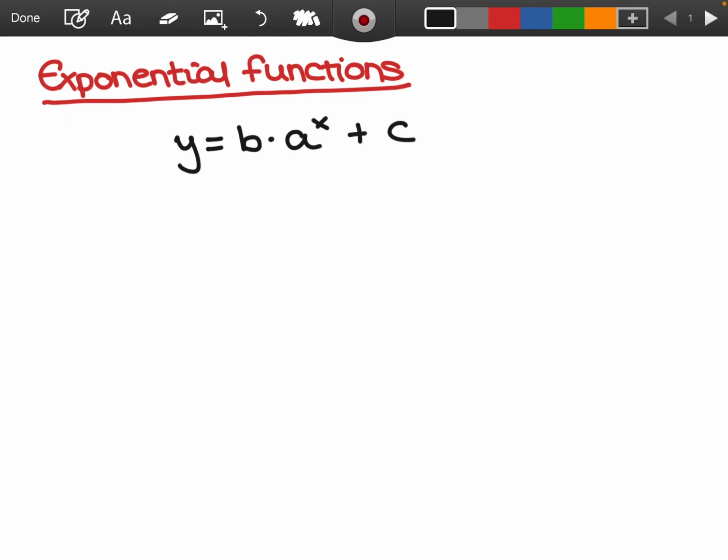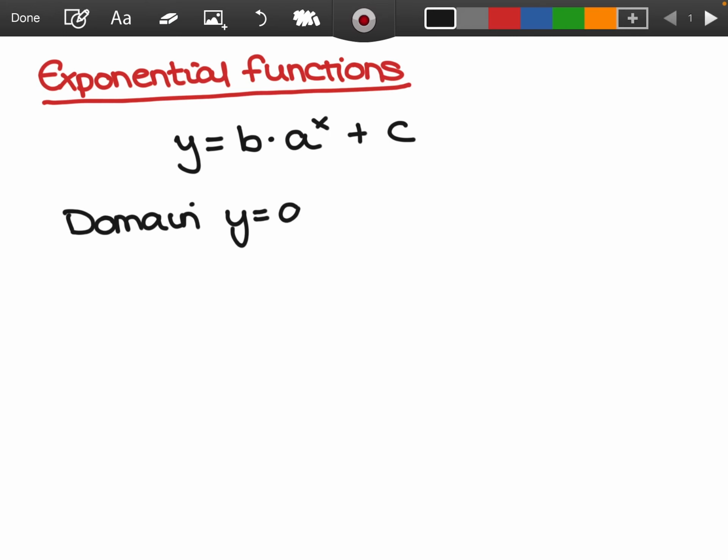It's anything of the form f of x or y is equal to b multiplied by a to the x plus c. So I'm dealing with this vertical stretch of b as well as a vertical shift of c. Okay, so what is my domain and range depending on my values of a and b, etc.?